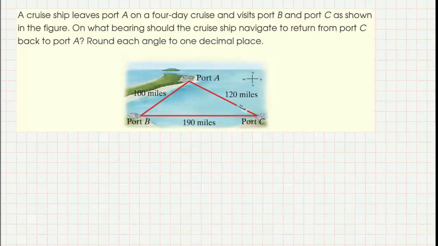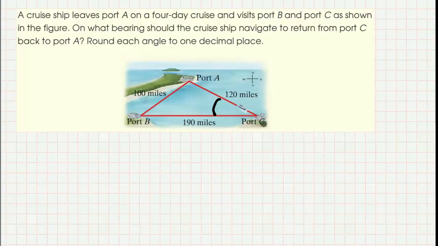Let's use the law of cosines to solve this application problem. First off, notice that we have a side-side-side triangle, and this is an oblique triangle, which simply means it's not a right triangle. Our goal here is to figure out the path that this ship needs to take to get from port C to port A. So we're going to need to find this angle, which we'll call angle C.